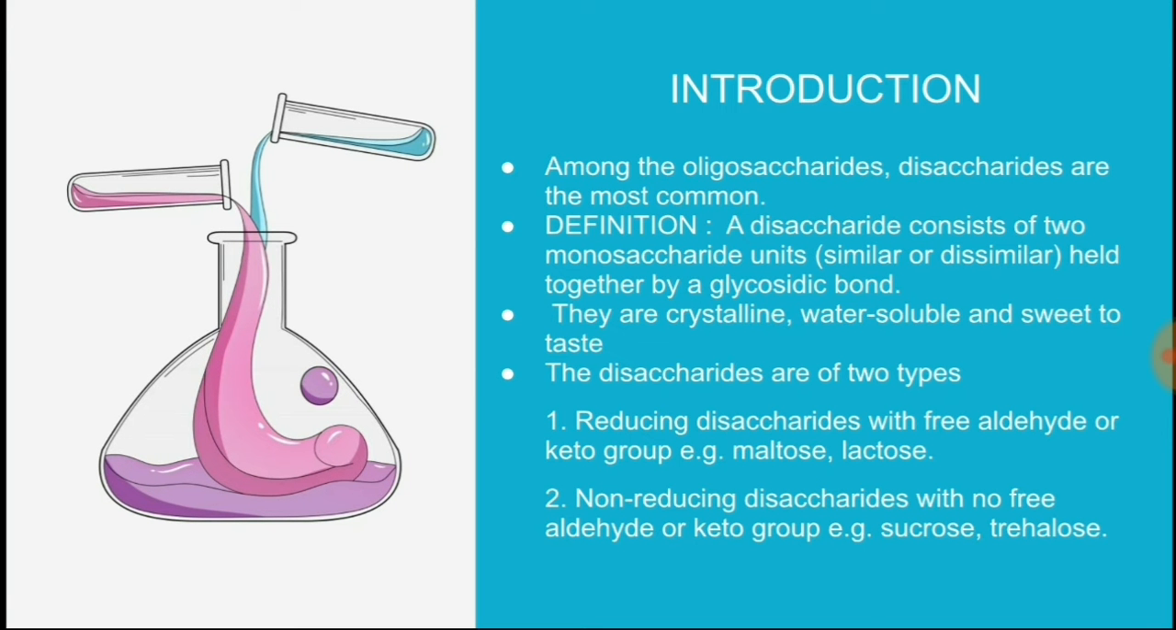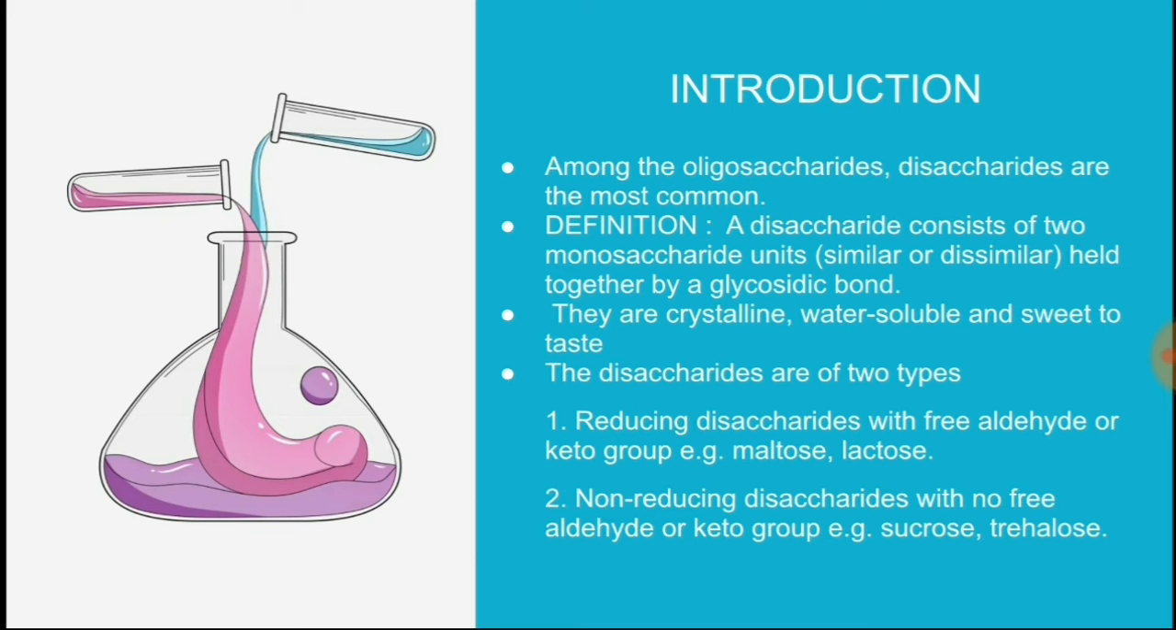So, firstly, we'll see the introductory part of disaccharides. Disaccharide is among the oligosaccharides, and disaccharides are the most common form that are being used in our daily lives. As the name is evident, a disaccharide consists of two monosaccharide units, which are held together by a glycosidic bond. Remember, there are two monosaccharide units held together by a glycosidic bond. These disaccharides are crystalline, water soluble, and sweet in taste. So these are the properties of disaccharides.